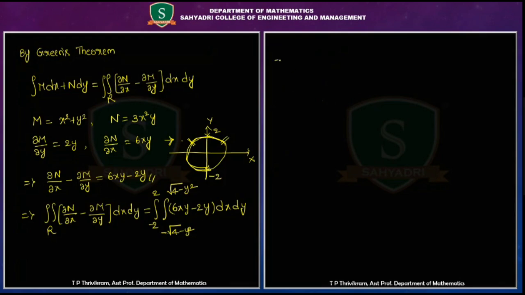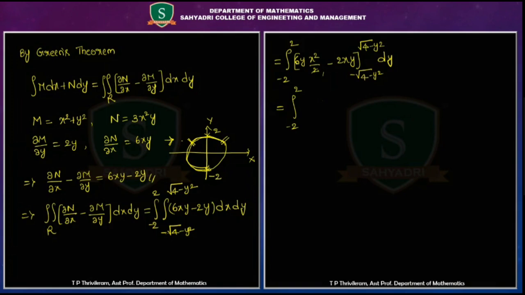Now we will apply the integration. Integral minus 2 to 2. First integrate with respect to x. So I will get 6y x square by 2 minus 2xy. Apply the limits. Minus root 4 minus y square to plus root 4 minus y square dy. So this one is equal to integral minus 2 to 2.